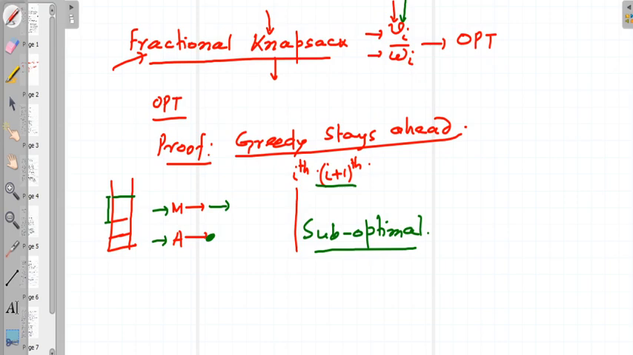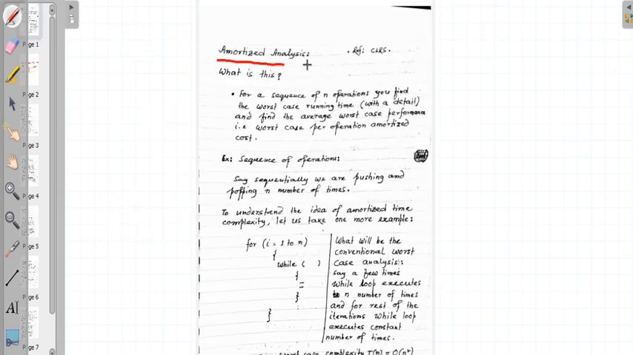Okay. So next, before discussing this amortized analysis, the reference, as usual, will be the CLRS book, maybe in that week, I guess 21st to 27th.